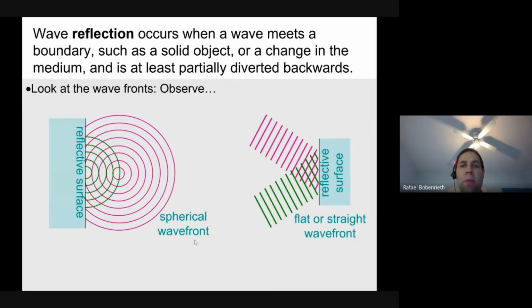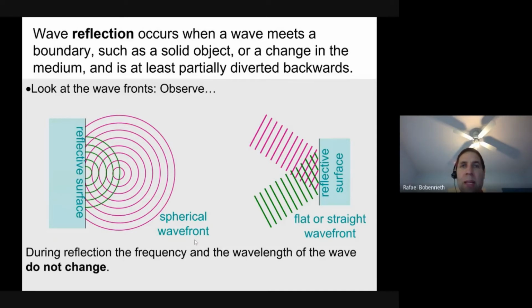That's going to be an important building block when we start talking about the physics of sound, which will be next week, and music. One thing to keep in mind is that when that wave bounces off, neither the frequency nor the wavelength changes. It keeps the same wavelength and the same frequency. That's not going to be the case when we talk about something called refraction, which we will talk about probably next week as well.